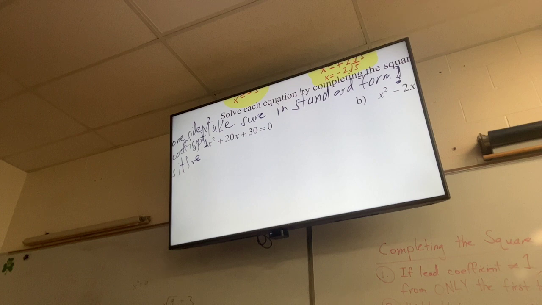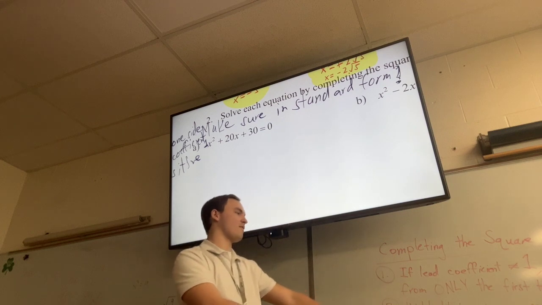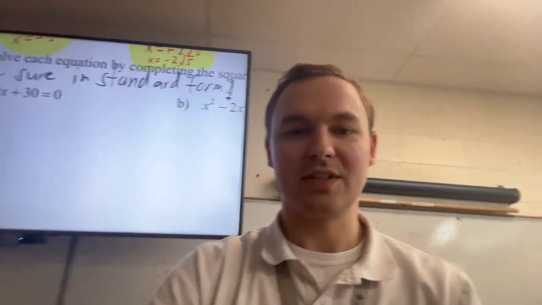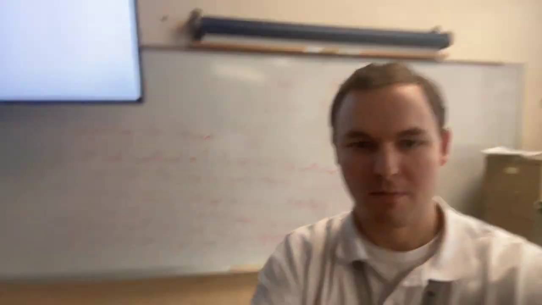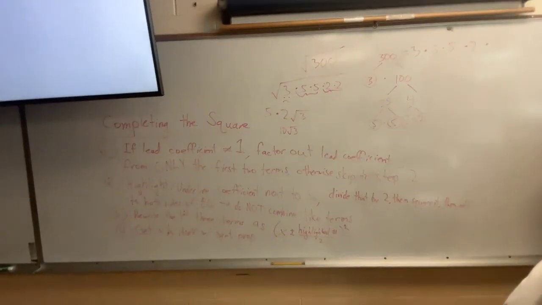All right, so completing the square has 4 steps. There's 4 steps once I'm in standard form. I'll go ahead and make sure I point the camera at them so people can see on YouTube. All right, pause the video, write it down.